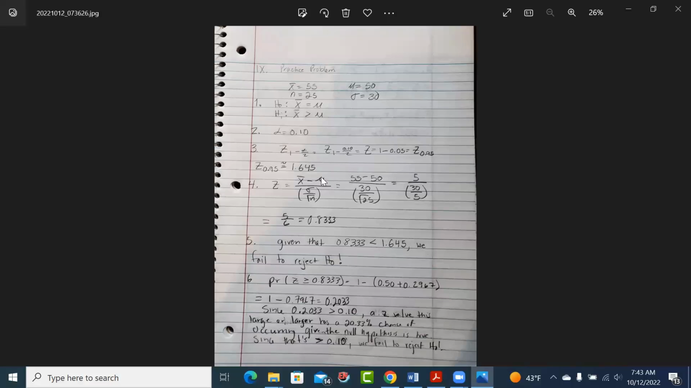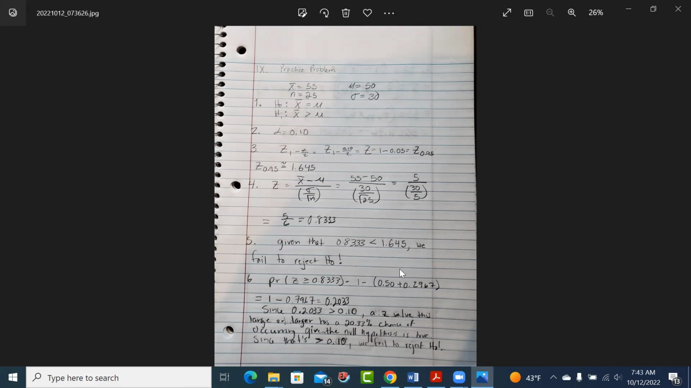Next thing we do is calculate our Z value. We have 55 minus 50 divided by the standard error, which is your standard deviation divided by the square root of your sample size. That's 5 divided by this quotient here. We get 0.8333. So it's already smaller than 1, and that gives me a lot of information. It means it's not horribly far away from the mean. It's not even 1 standard deviation above the mean.